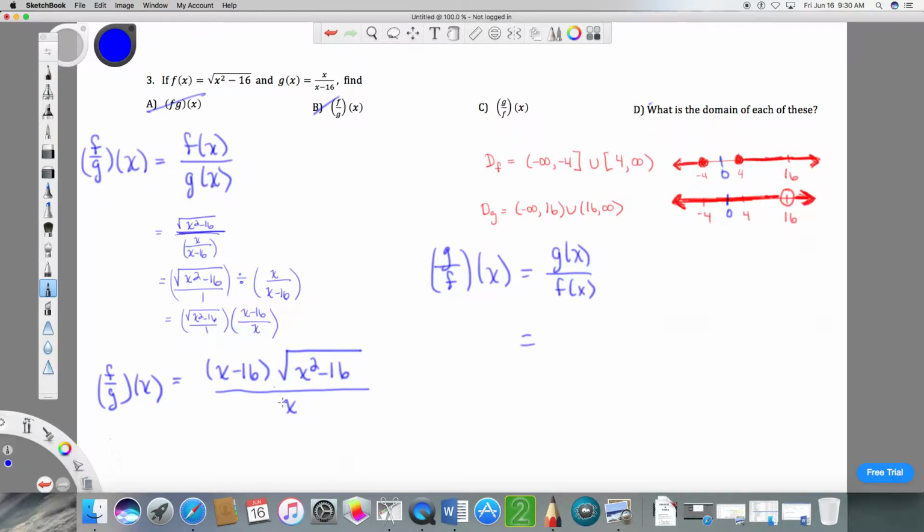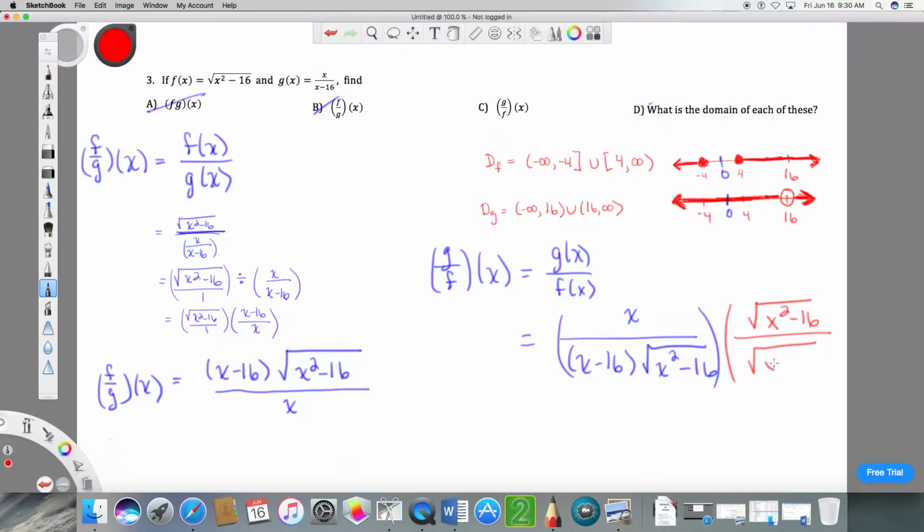So the reciprocal of this result is x over x minus 16 times the square root of x squared minus 16. And unfortunately, we have a radical in the denominator. So we need to rationalize that denominator. So we multiply this by the number 1, but we're clever in how we write the number 1. We write it as x squared minus 16 over x squared minus 16.